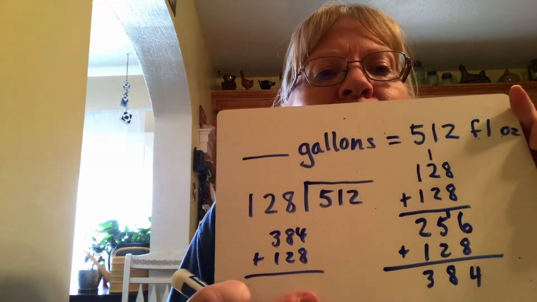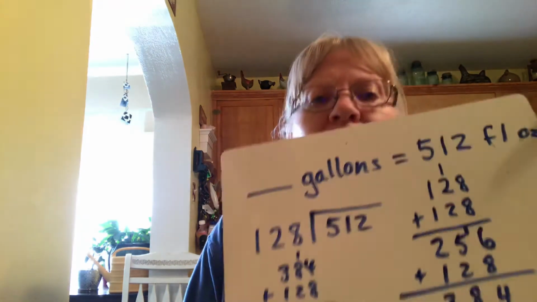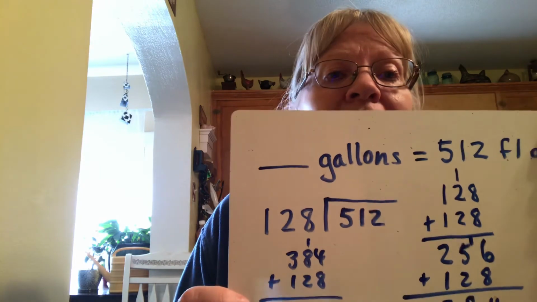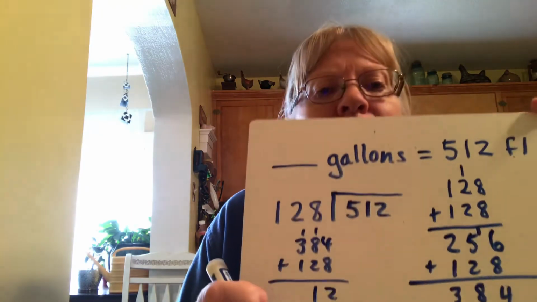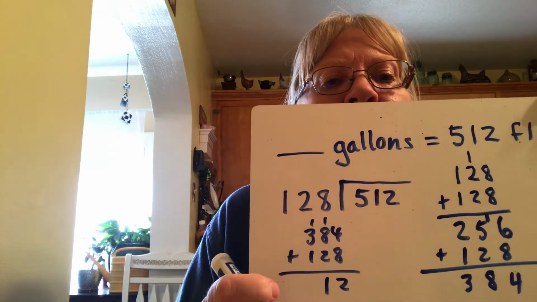All right, so 4 plus 8 is 12. Put down the 2, carry the 1. 8 plus 2 is 10, plus 1 is 11. Okay, put down a 1 and carry a 1. And then 3 plus 1 is 4, plus 1 is 5. And now we have 512.